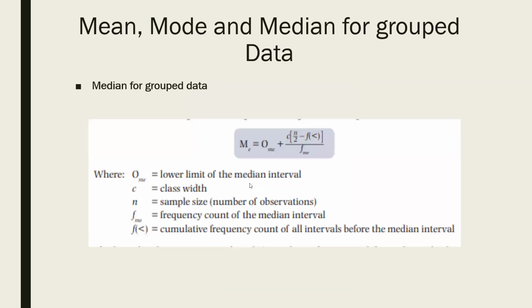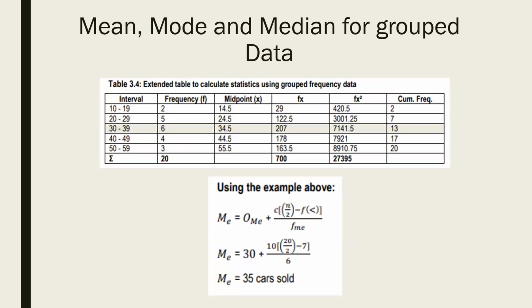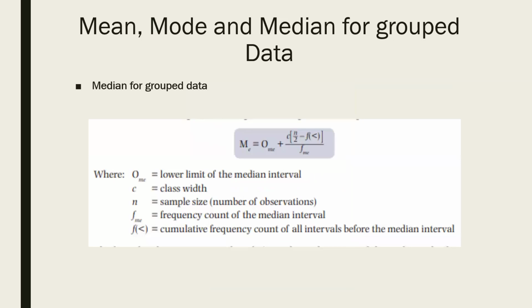All right. So now let's calculate the median. The median is a bit more difficult here, but remember, once you have that table, it's easy because you are just plugging in values. I'm not so sure if you can see the formula very well. It's Me, which is the median, equals Lme plus C, open bracket, n over 2 minus F less than, close bracket, over Fme.